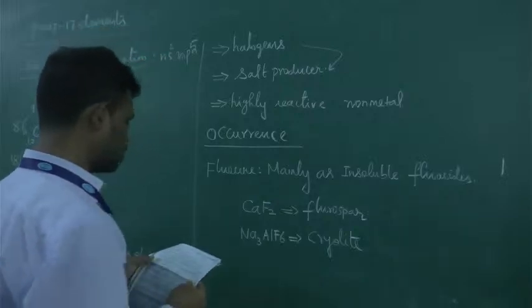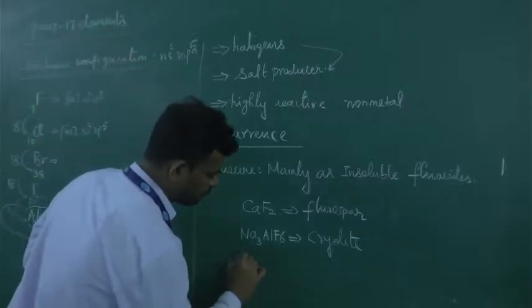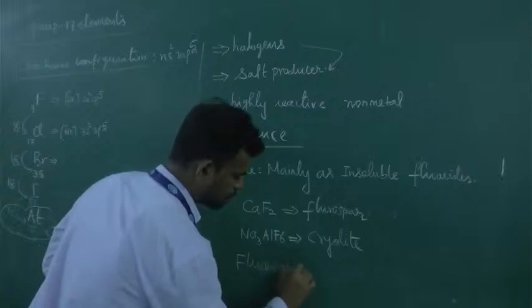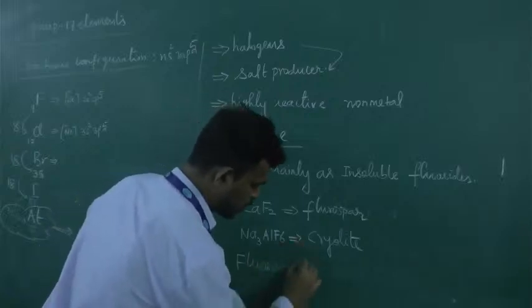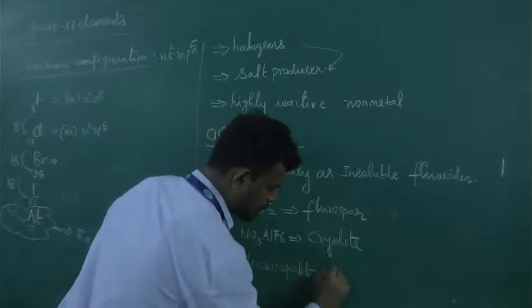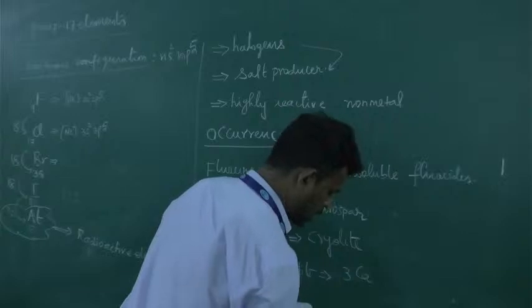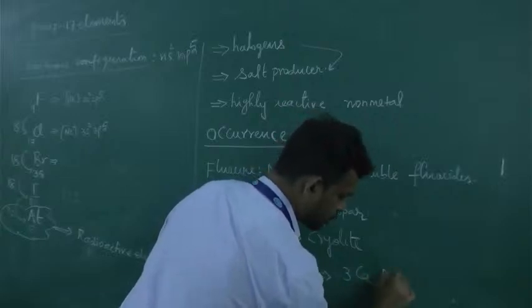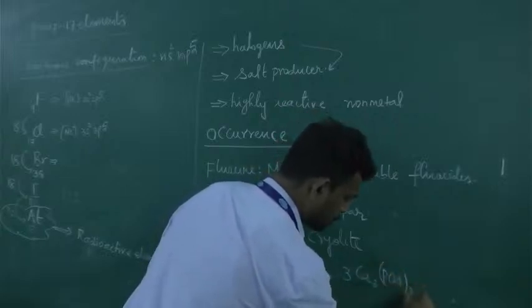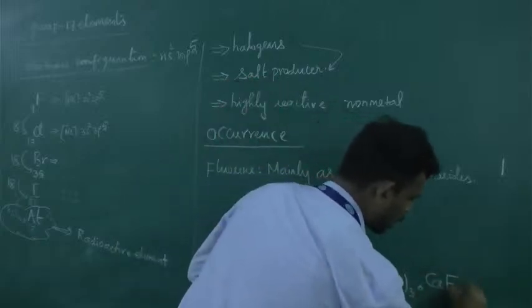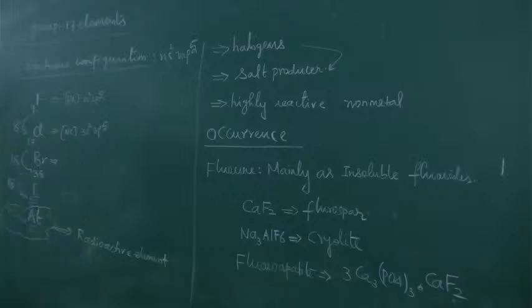Next one is fluoroapatite. The general formula is calcium phosphate. This is the formula for fluoroapatite. Just remember these are the fluoride sources.